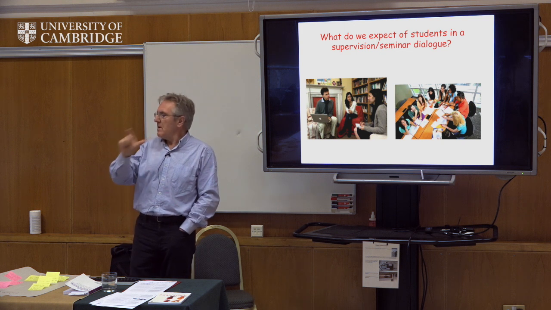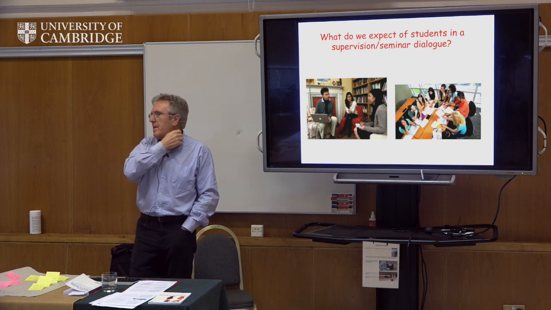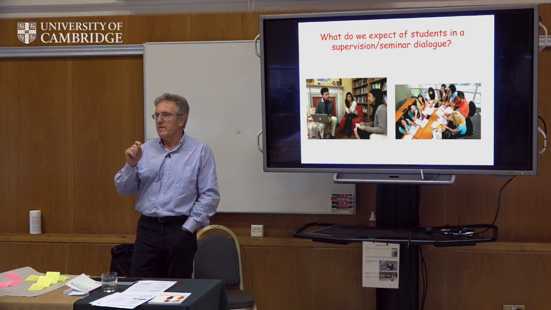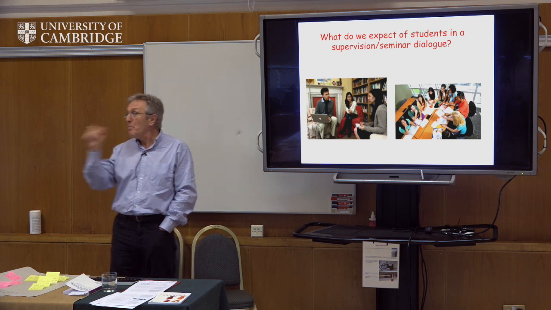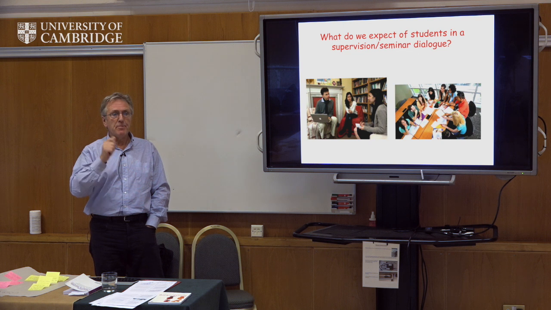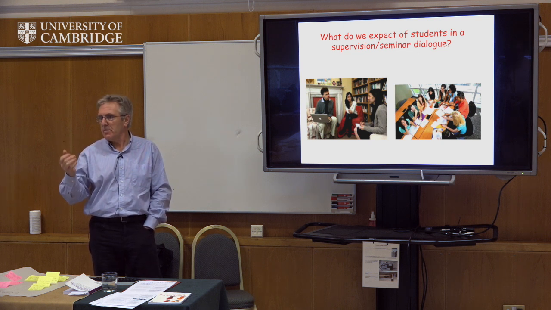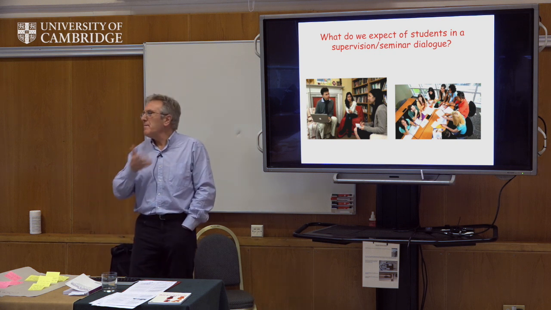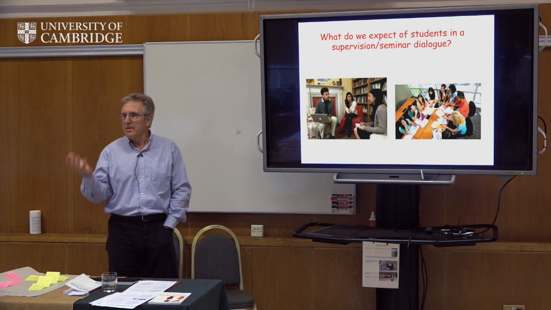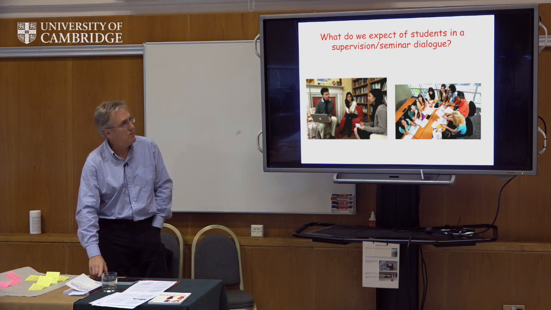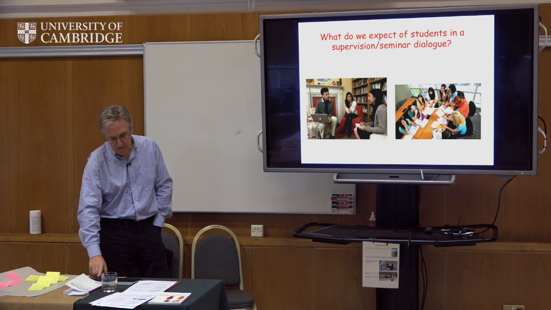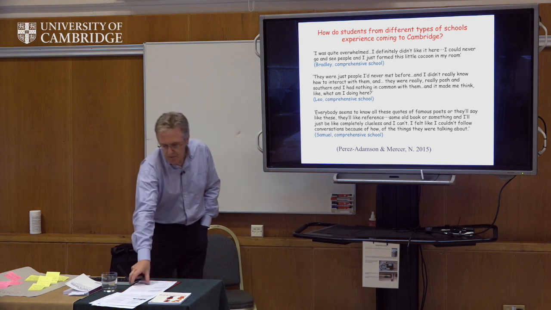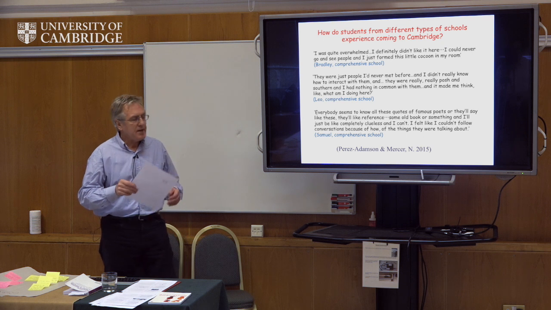The interesting, stark contrast, which that paper does reveal, is between the state comprehensive students who've come to Cambridge and the elite public school people who've been to St Paul's, Harrow, Eton, and so on. And this is crucial if we're thinking about what we expect from students when we put them in groups to interact, especially with us and with each other. Let's look at what some of the students from different kinds of schools said.